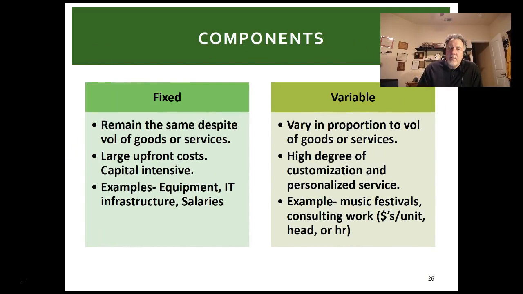So, 2 core components. This will be on every business model canvas. Fixed remains the same despite volume of goods or service. It could be large upfront costs, especially if capital intensive. Think about that refrigerator. Think about that building. Think about that truck. Think about that IT backbone. You can even think about salaries, because salaries are not going to vary pretty much. Like if you're a restaurant, you hire a person. That person's going to be there for X period, whether the number of people coming through is 2 people or 10 people.